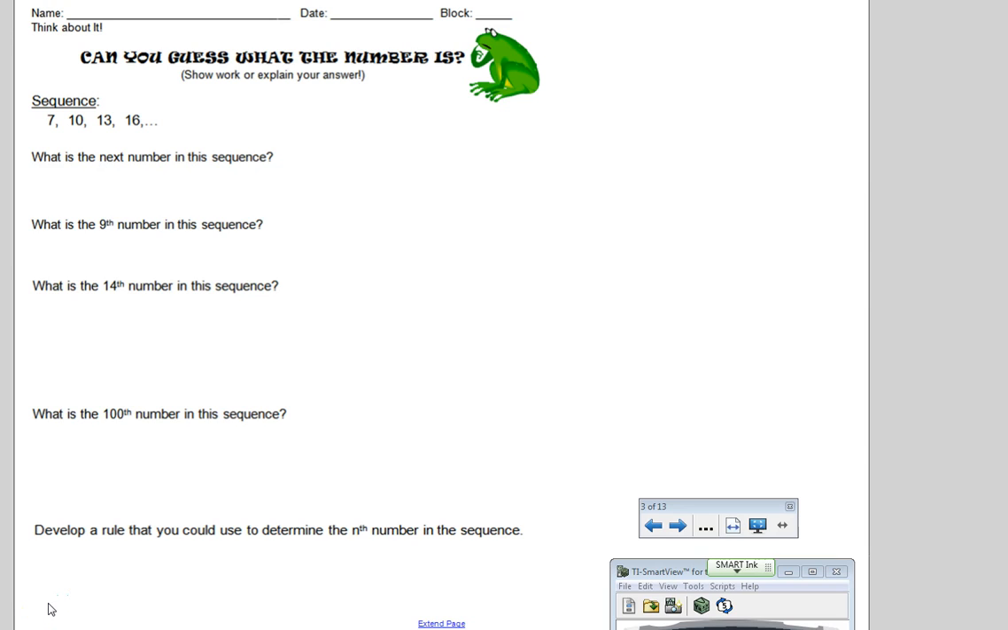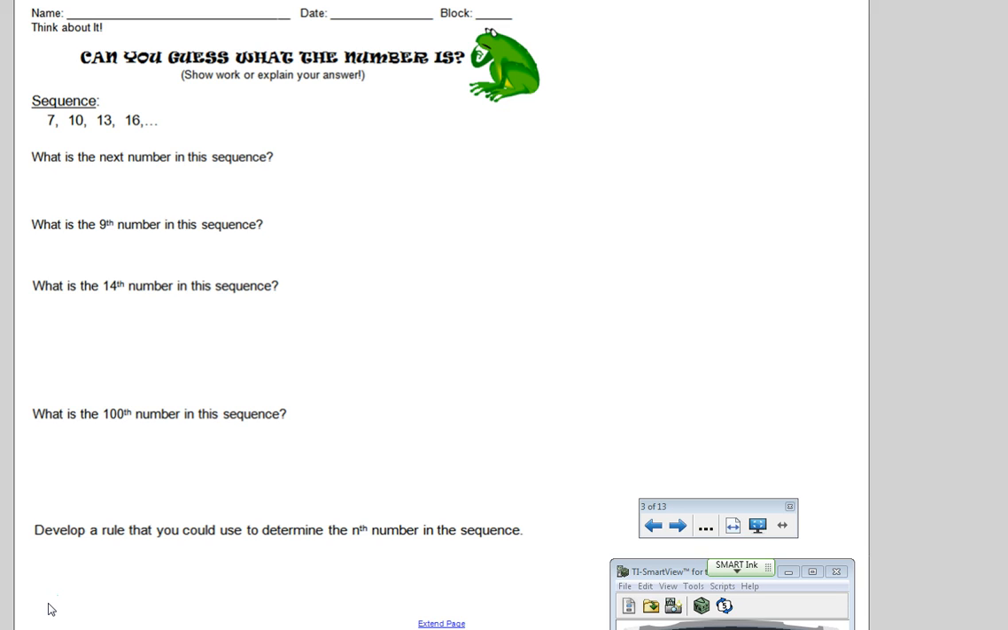Hi, today we're going to start a lesson on sequences. Our example in our Use What You Know, the sequence is 7, 10, 13, and 16. And our question is, what is the next number in the sequence? Well, a sequence is basically a list of numbers generated by a pattern.